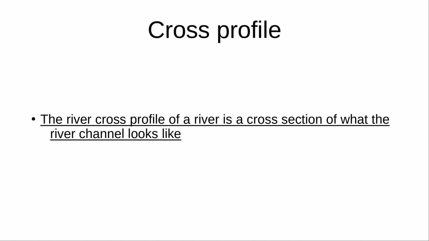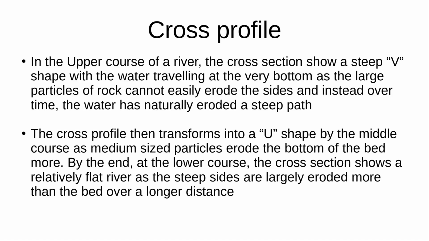The cross profile of a river is the cross-section of what the river channel looks like. In the upper course of a river, the cross-section shows a steep V shape, with the water travelling at the very bottom, as the large particles of rock cannot as easily erode the sides, and instead over time, the water has naturally eroded a steep path.